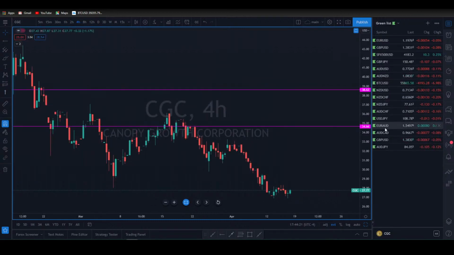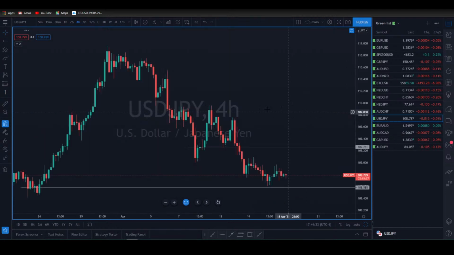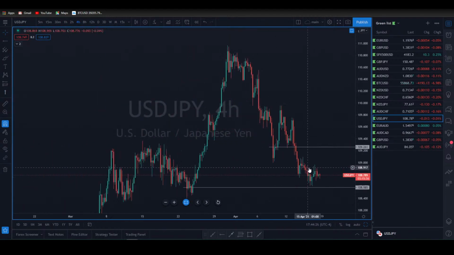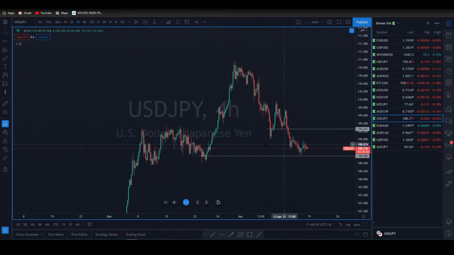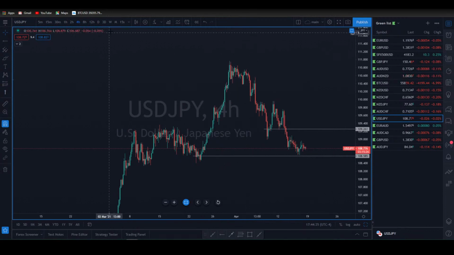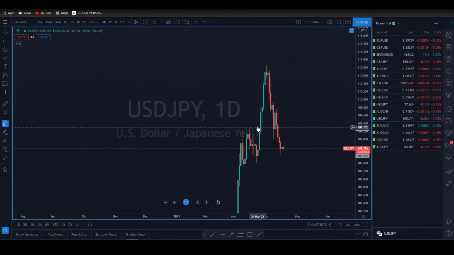USD JPY. Right there. It is at a good spot to look for support. You know what I mean? But I don't generally like it when you break out of an area and come right back down and retest it. That wasn't a quick retest, so I like it still to the upside.